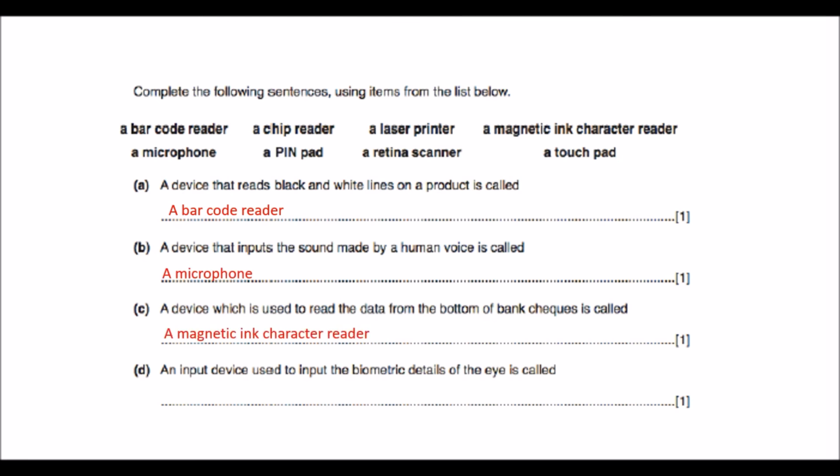And finally, an input device used to input the biometric details of an eye, and that one is a retina scanner. As you can see from here, they are just telling you the functions. They never ask you, so what is a retina scanner? So what is a microphone, or what is a magnetic ink character reader? They will never ask such questions, but they will give you their function and you can identify what they do.